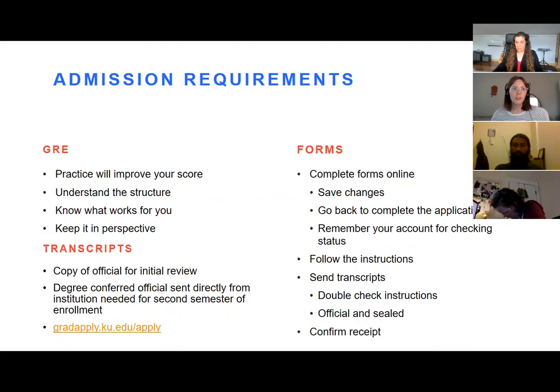So then as far as transcripts go, I think almost every school would probably require a transcript.